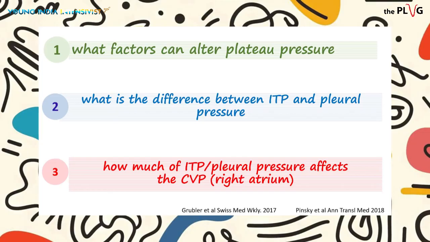Now, what is the difference between ITP, intrathoracic pressure, and pleural pressure? The intrathoracic pressure is practically the same as pleural pressure, but there are certain nuances to this. And how much of intrathoracic pressure or pleural pressure affects the CVP? This is a very controversial thing, and you may get different answers from people, but the correct answer is most of the pleural pressure affects the right atrium or the CVP. If the pleural pressure is something like 10, then your CVP will go up by 8, 9, and the venous return will be decreased because the right atrium is abutted by both the lungs and the thoracic pressure, with the pleural pressure.